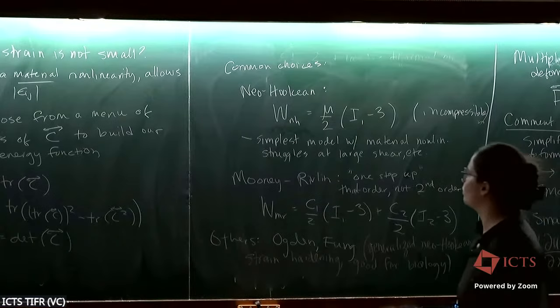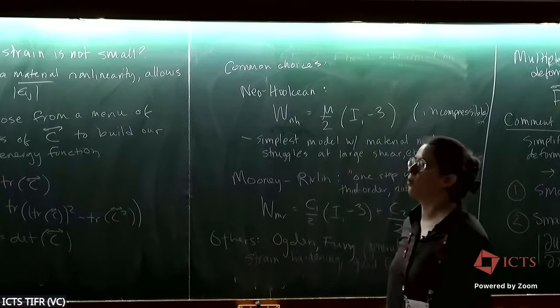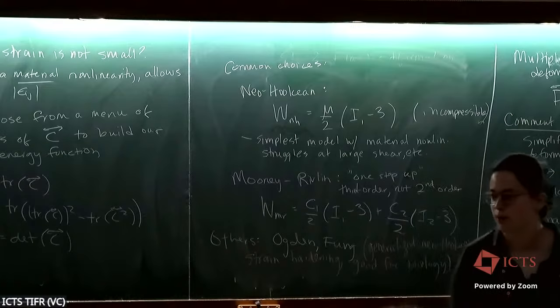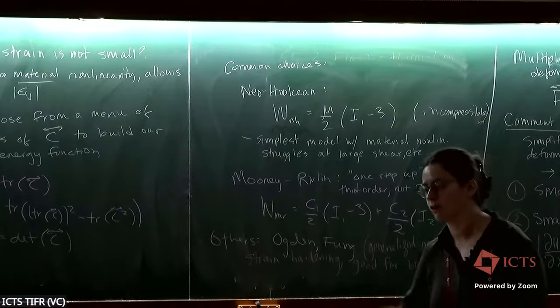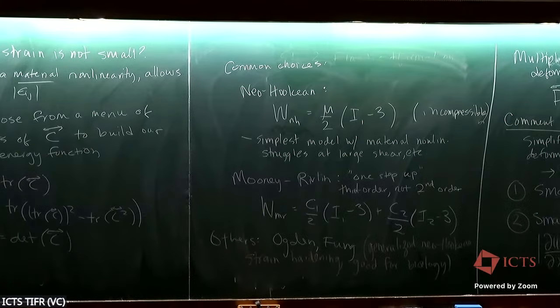Yes, so Neo-Hookean is most accurately applied to rubber-like materials, but even in that case, for very, very large shear, you may want to move to something like Mooney-Rivlin.